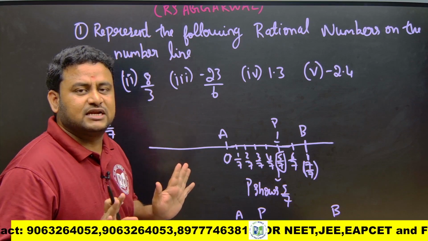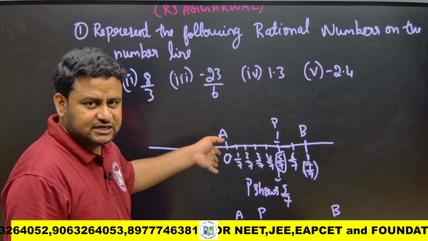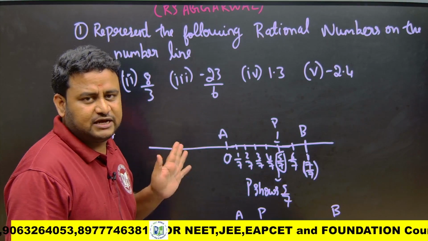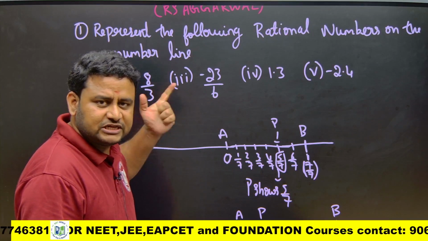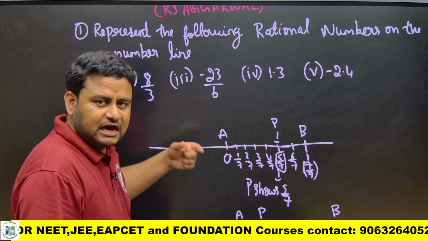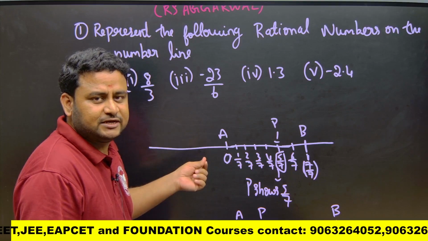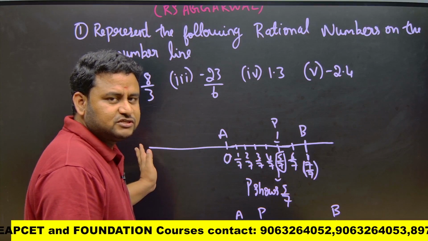No, you should not consider it like that. While representing, first consider only the absolute values, forget about the negative sign. Out of 23 and 6, which is the bigger number? 23 is the bigger number, that is the numerator. But have they given just 23? They have given minus 23. That means we have to represent it to the left of 0, that is minus 23.